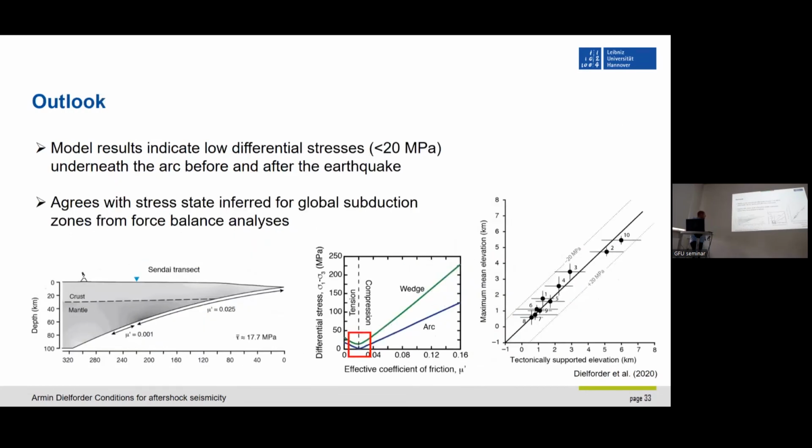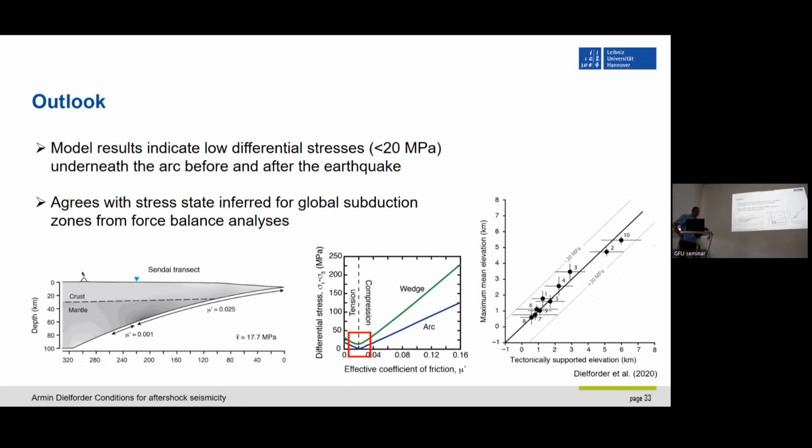So, outlook. I think the main question is: does this generally apply, and can we also use that for other margins or not? The model results that we have indicate low stresses, and in particular they also indicate that the stress in the arc region here, where the topography is highest, is less than 20 megapascal.